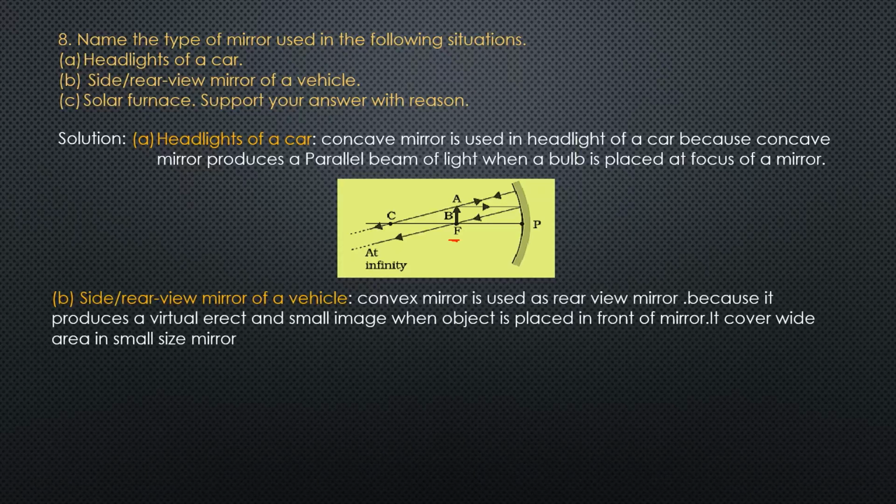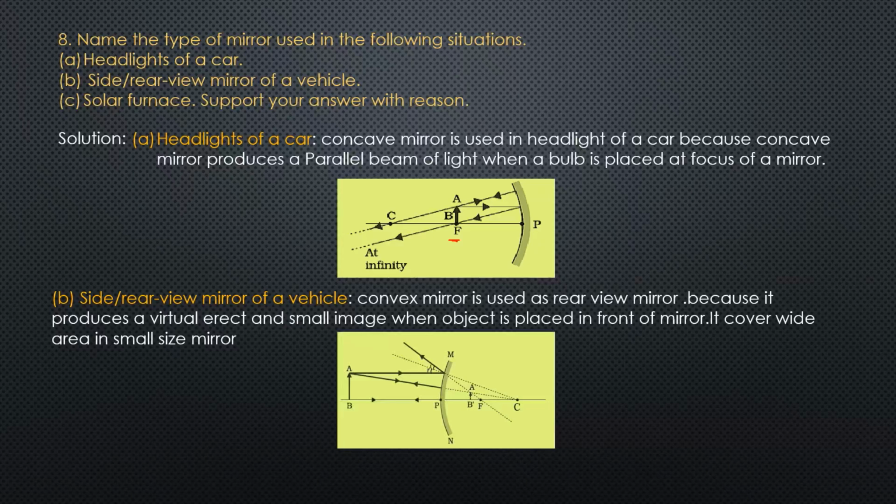Second is side or rear view mirror of a vehicle. So convex mirror is preferred as a rear view mirror because it produces a virtual, erect, and small image when object is placed in front of the mirror. Wide area can be covered in a small mirror, so it has wide field of view. Convex mirror is preferred.